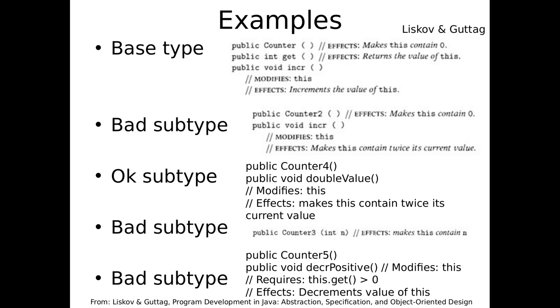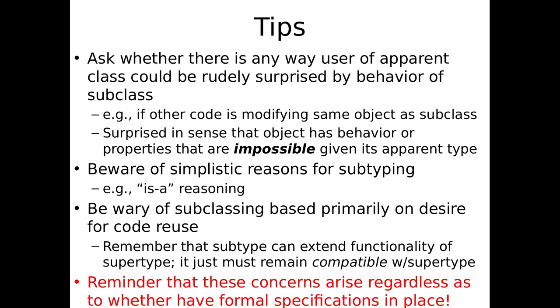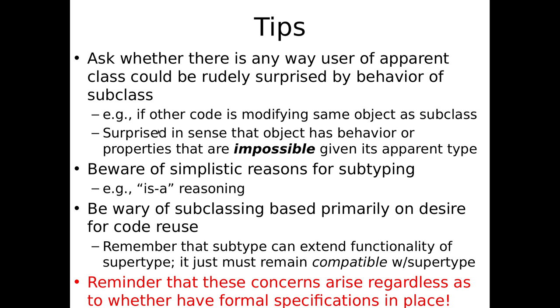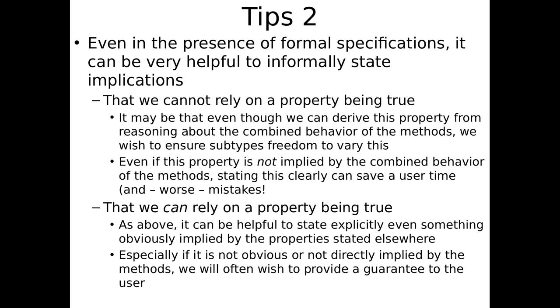And so if suddenly you pass in a counter four, or a counter three rather, they'll say, that ain't a counter, that's a fraud counter. Or you pass in a counter five and it starts going down. They'd say, oh, come on, given this interface, it can never decline. And you have to be careful about using subclassing just for code reuse. You have to remember, you have to adhere to these properties. So we'll look at some more examples, too.